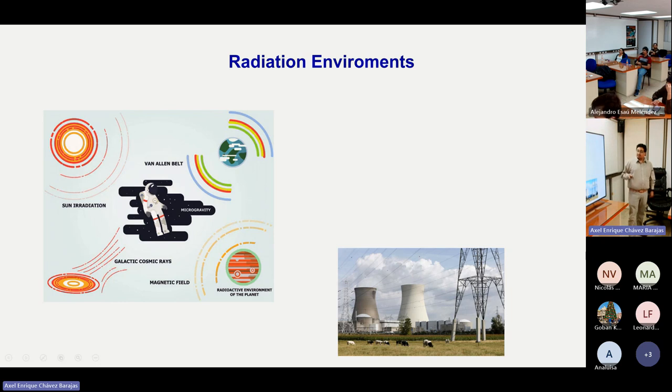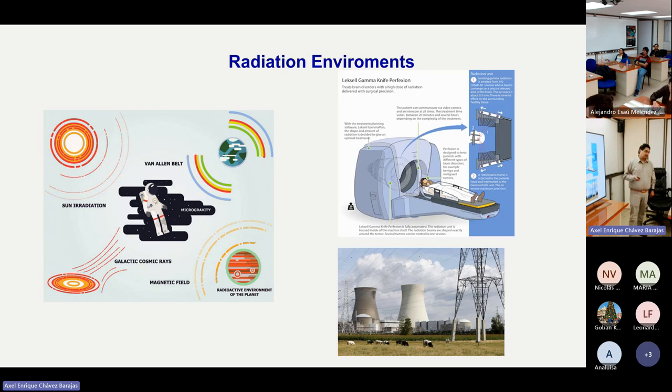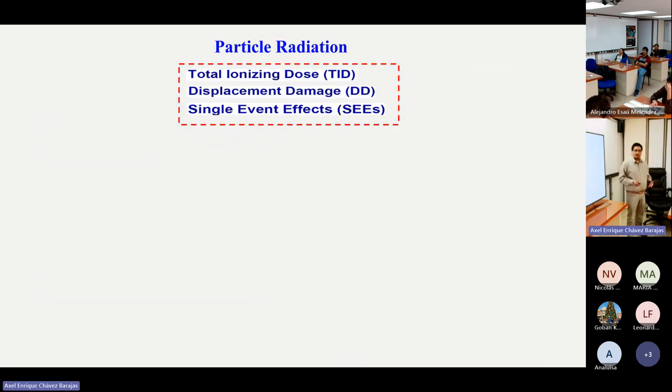Also, we have radiation environments of the energy nuclear centers. And in medicine, we have radiation environments of new applications of medicine now, as seen here. Now, the radiation effects in semiconductors can be seen as these three: total ionization dose, displacement damage, and single event effects.